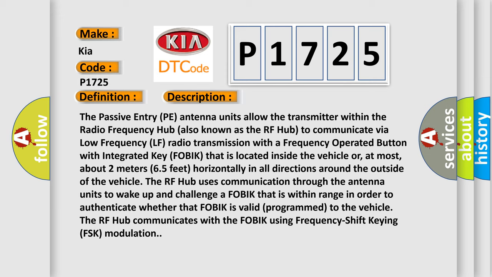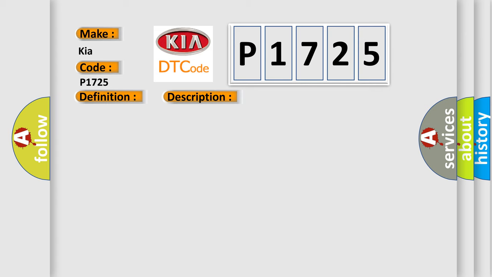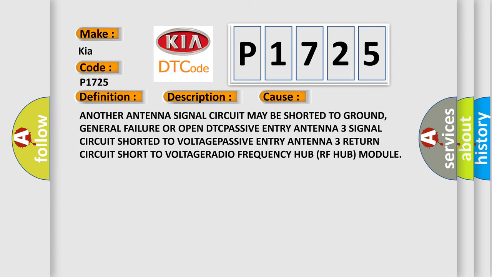This diagnostic error occurs most often in these cases: another antenna signal circuit may be shorted to ground, general failure or open DTC, passive entry antenna 3 signal circuit shorted to voltage, passive entry antenna 3 return circuit short to voltage, radio frequency hub RF hub module.